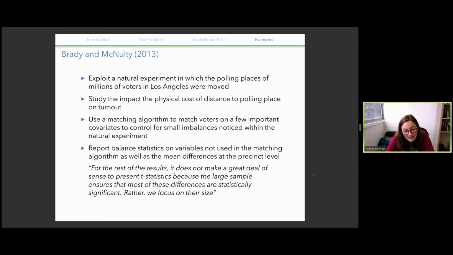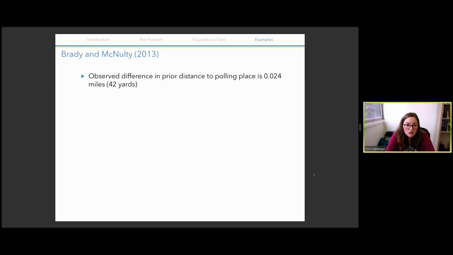So they're very explicitly saying, we want to show that these effects are substantively inconsequential. And the difference in means test is not going to help us do that. We're going to see statistically significant effects just by virtue of the size of our experiment. So we're going to look at one important outcome, which is the prior distance to the polling place, right? You'd hope that at baseline, those individuals that had their precinct moved and those that didn't look similar in terms of how far they had to walk before. And what they find is a difference of about 42 yards, or so half a football field.